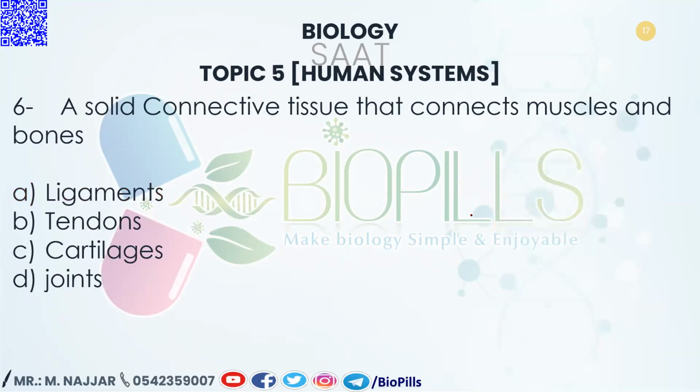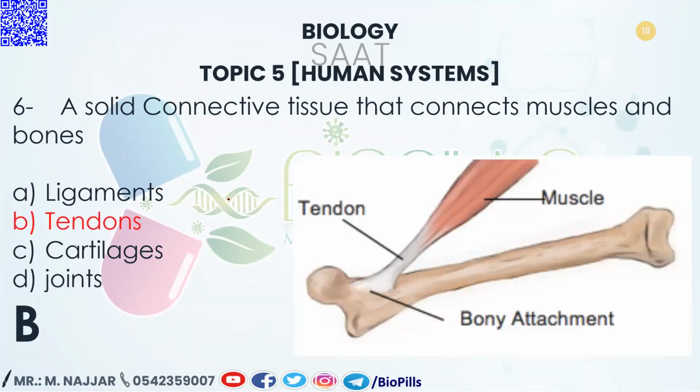Question number 6. A solid connective tissue that connects muscles and bones, always muscle with bone. A, ligaments, B, tendons, C, cartilage, D, joints. The connective tissue that connects muscle and bone is the tendon. The correct answer is B. Here is the muscle, and here is the bone. The connection between the muscle and the bone is known as tendon.